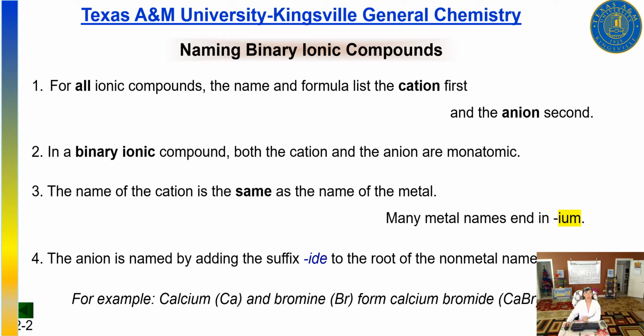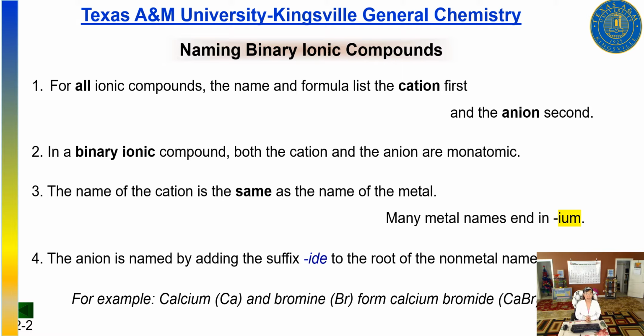First of all, we are going to name the binary ionic compounds. In order to name the binary ionic compounds, we need to follow 4 rules. First of all, for all ionic compounds, the name and the formula list the cation first and the anion second. In binary ionic compounds, both cation and anion are monoatomic.